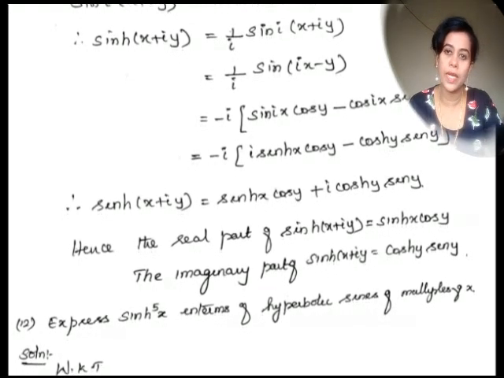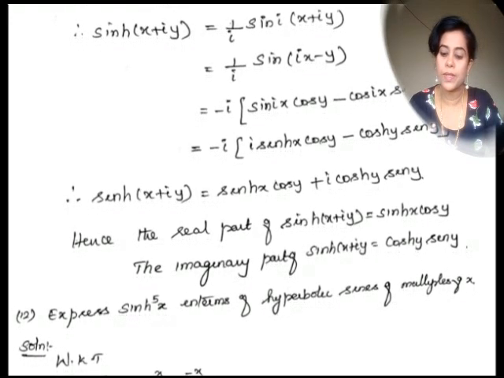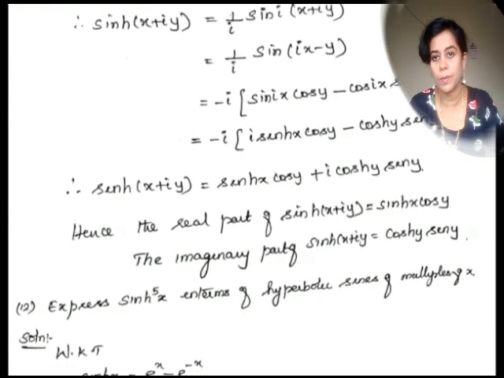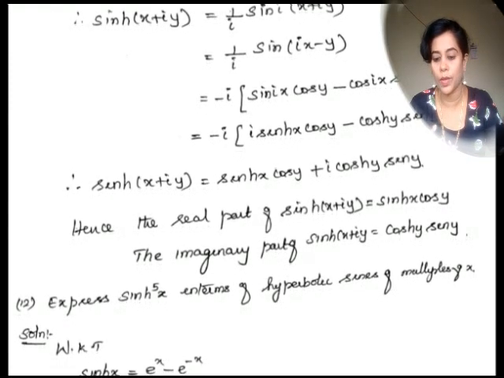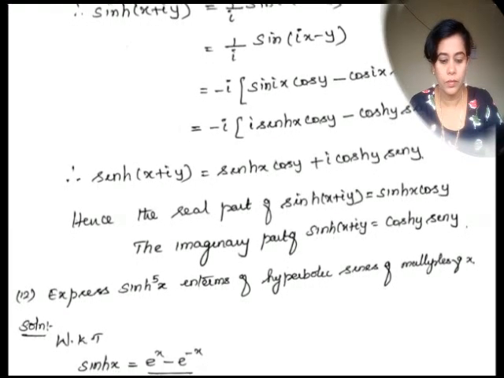Hence separating the real and the imaginary part, the real part of sinh of (x plus iy) is sinh x cos y, and the imaginary part of sinh of (x plus iy) is cosh y sin y. Hence, we are getting the result.